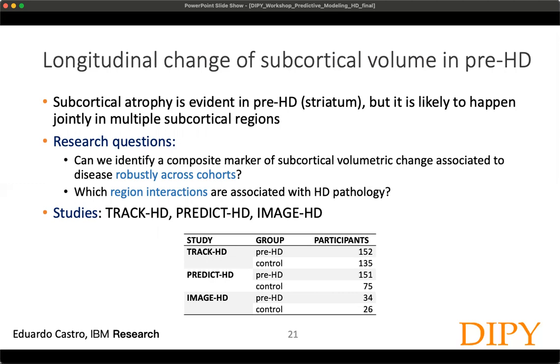For this purpose, we extended our data set, including not only data from TrackHD, but also from another big study called PredictHD and a smaller one, a single site study, nevertheless still having around 60 subjects, called IMageHD. Overall, we have more than 500 subjects for this analysis. So it is a significantly high sample size, the one used in this study.